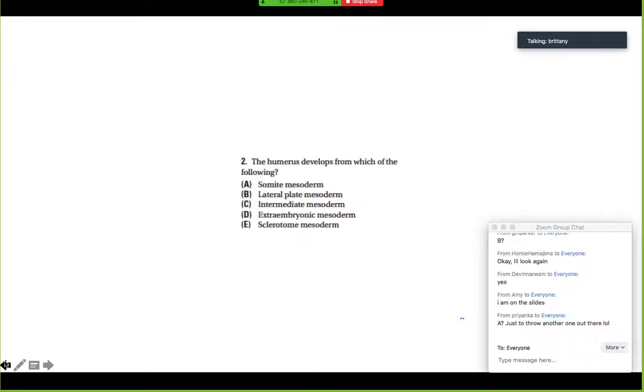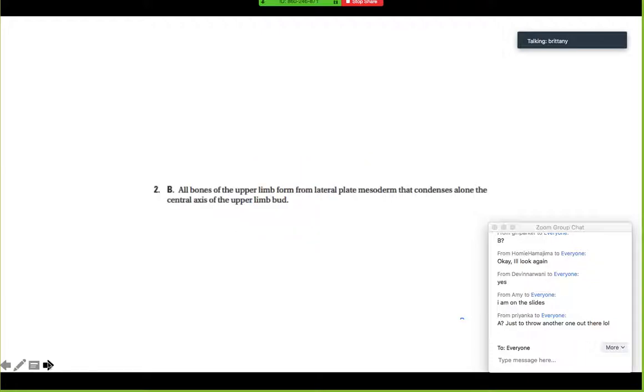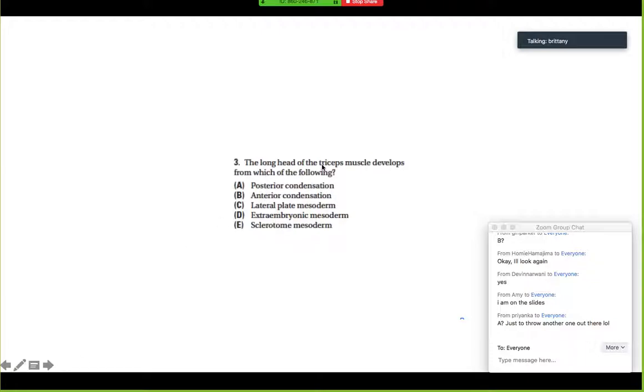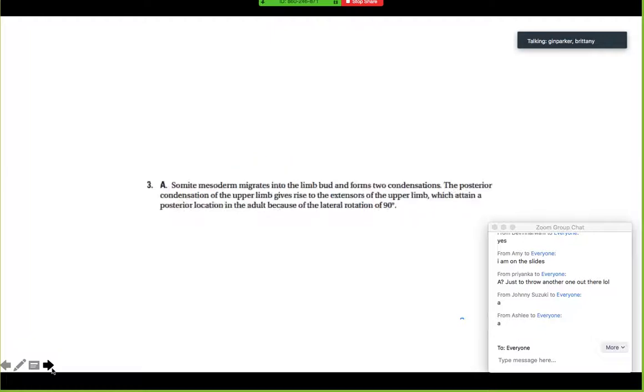So the answer to this one is B, so lateral plate mesoderm. Okay, well, so long head of the triceps develops from which of the following? So Johnny says A. Right, that's correct.